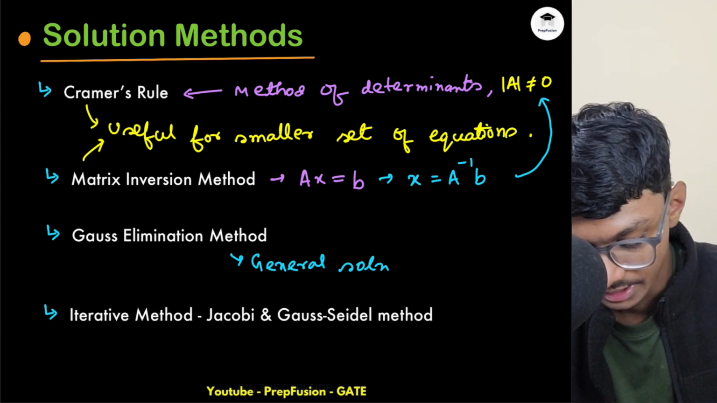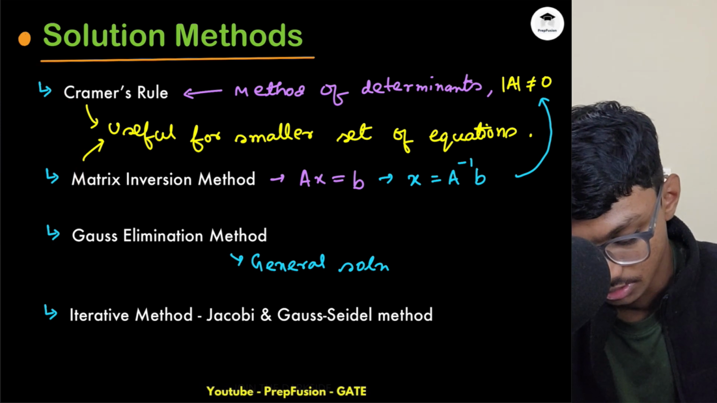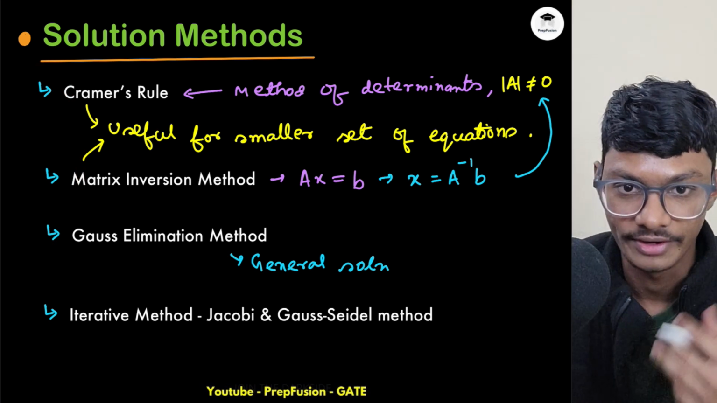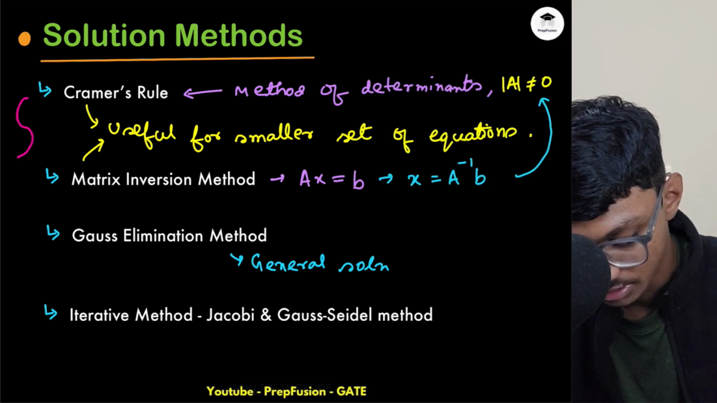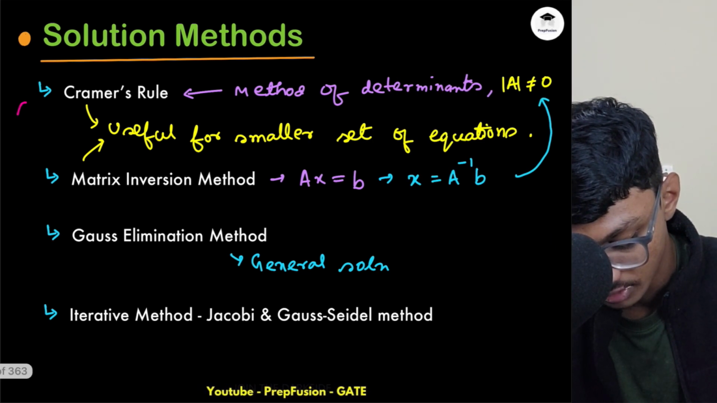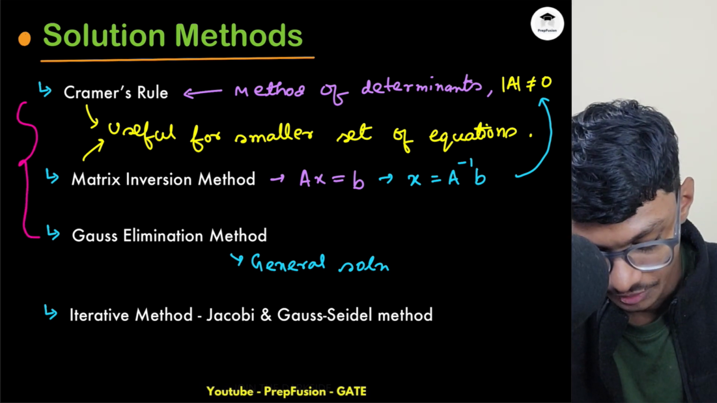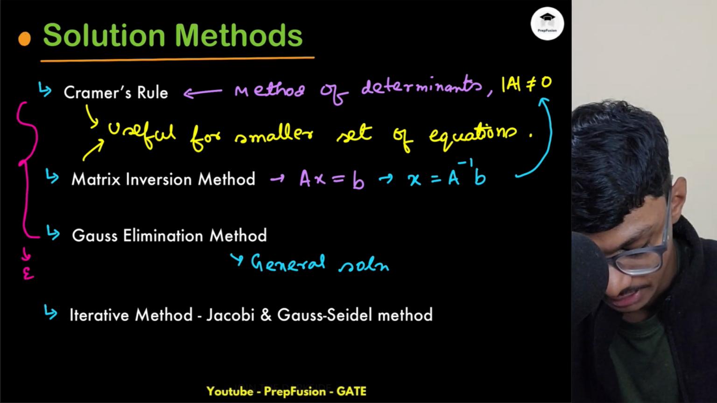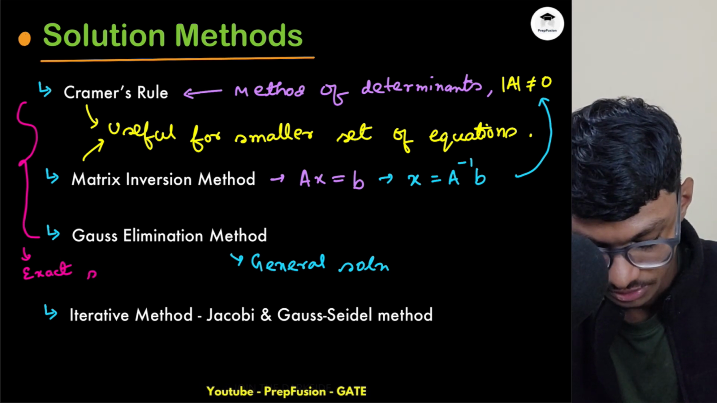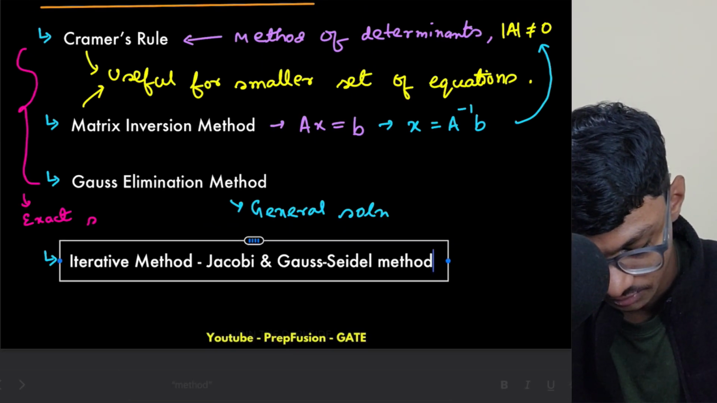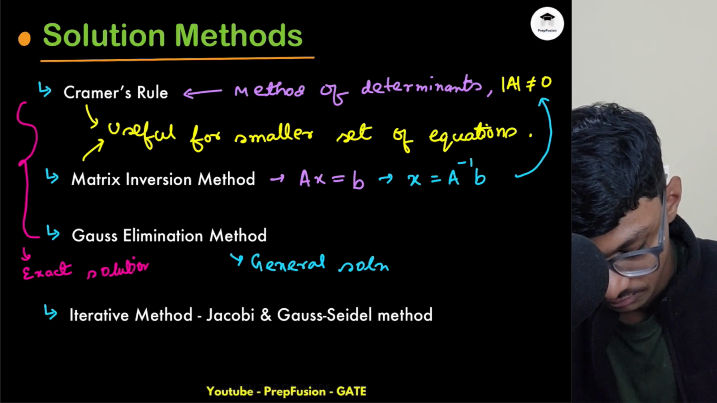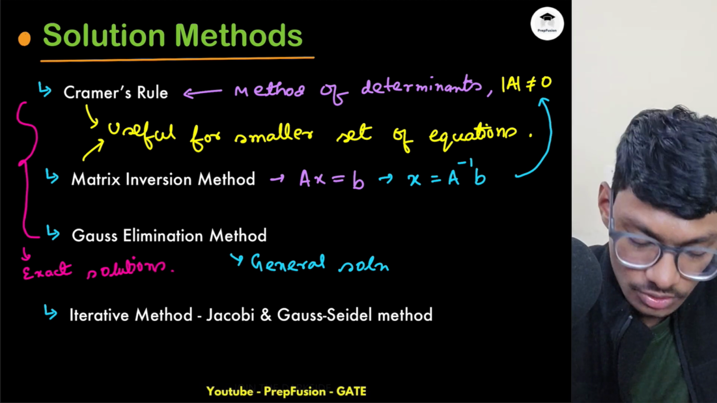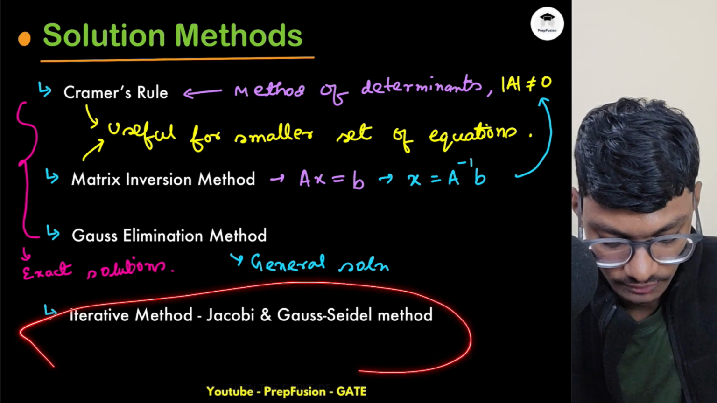All these three methods of finding the solutions are exact methods. What do you mean by exact methods? By exact methods, I mean that whatever solution I get will exactly satisfy the equation. So I will write exact solution.